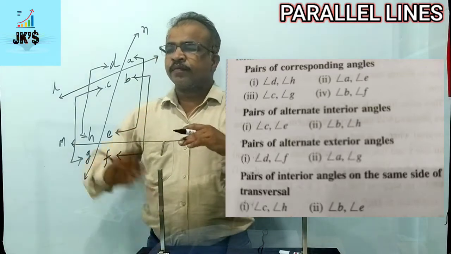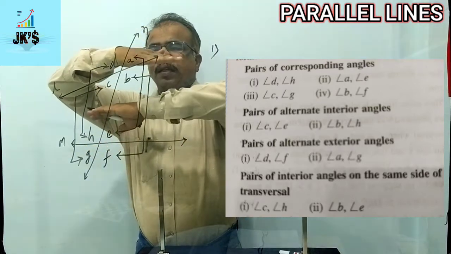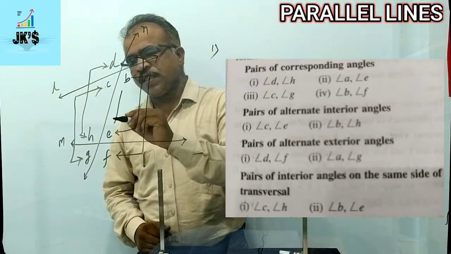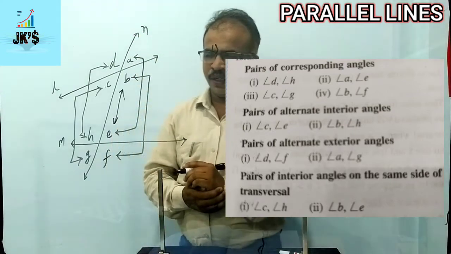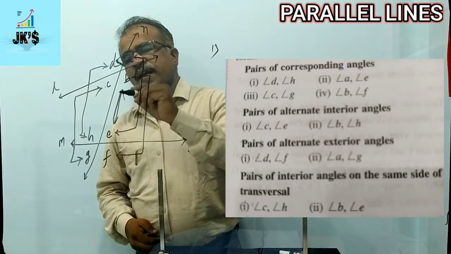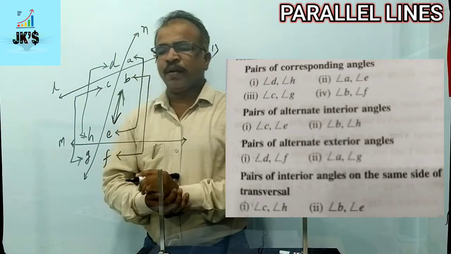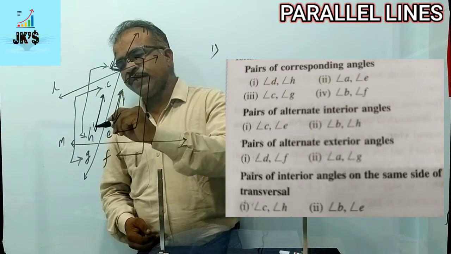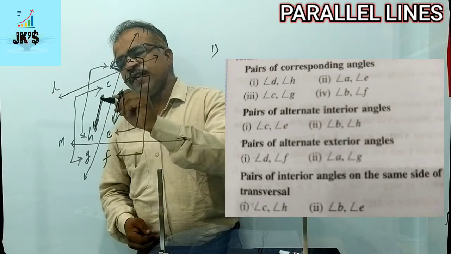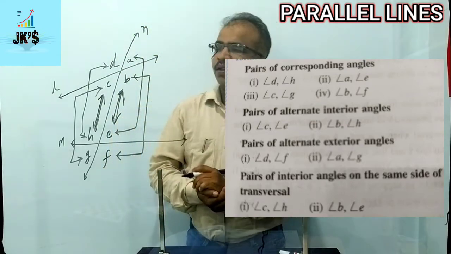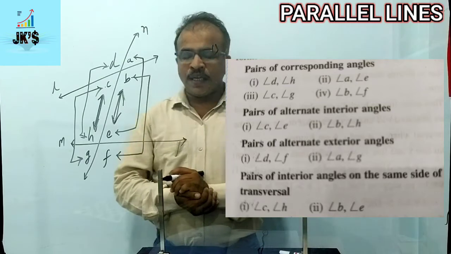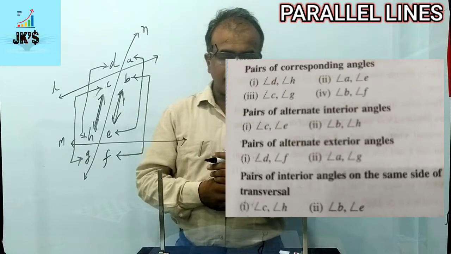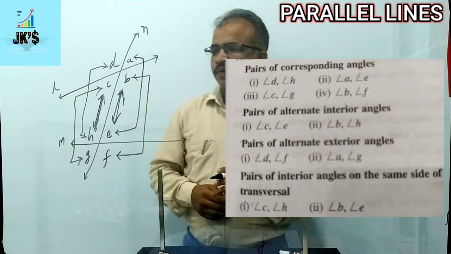Interior angles means the angles in between the two lines that lie on the same side. When we see angle B and angle E, this is one pair of interior angles. Angle C and angle H is another pair. These are the two pairs of interior angles.